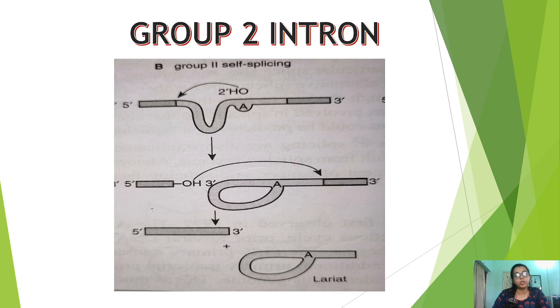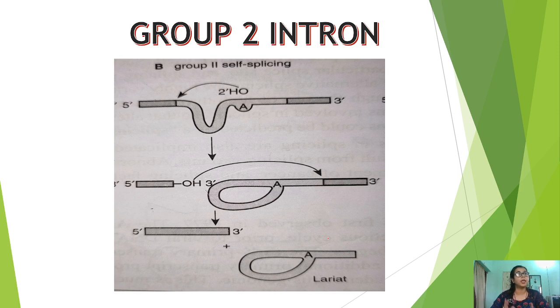Now again this 3' OH, you can see the arrow is pointing towards the 3' splice site. So now this 3' OH will make a nucleophilic attack on the 3' splice site. Now this intron will be removed completely, and then the exons are joined, that is the 5' and the 3' exons will be joined. What you have seen is the difference between group 1 and group 2: in group 1, the 3' splice site was making a nucleophilic attack, but in group 2, the 2' OH end of the adenosine at the branch point makes the nucleophilic attack.